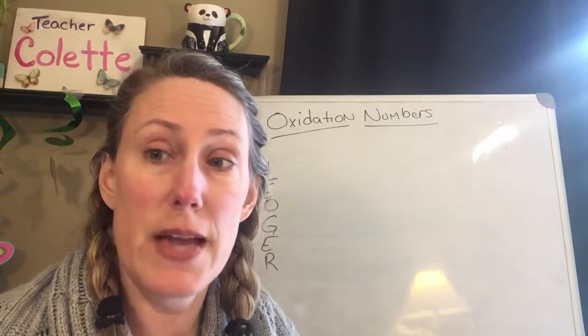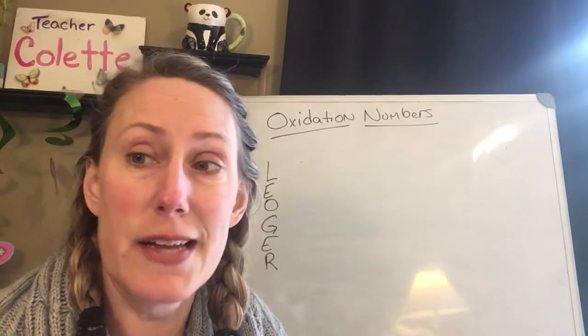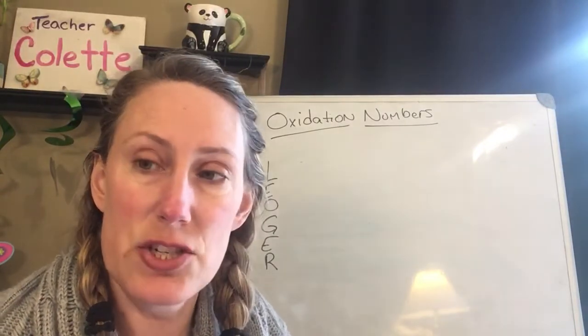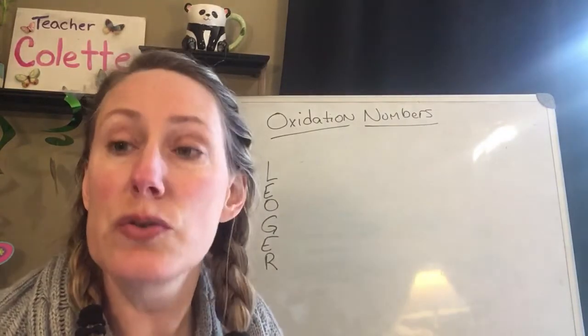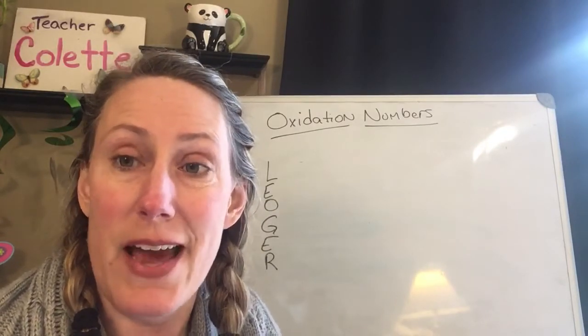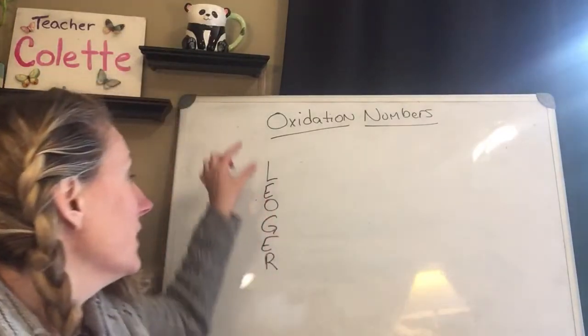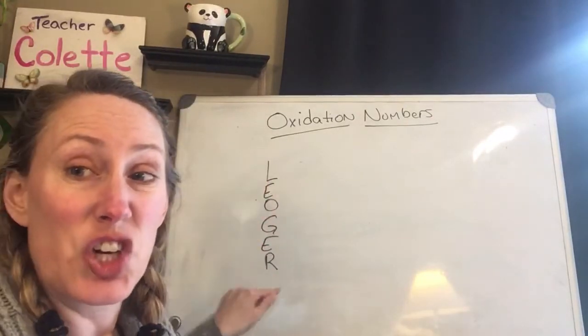Okay, sometimes in a reaction, elements will gain or lose electrons. So oxidation is the process in which something loses an electron, and reduction is the process by which an atom gains an electron. A way that you can remember that is Leo the lion says grr.